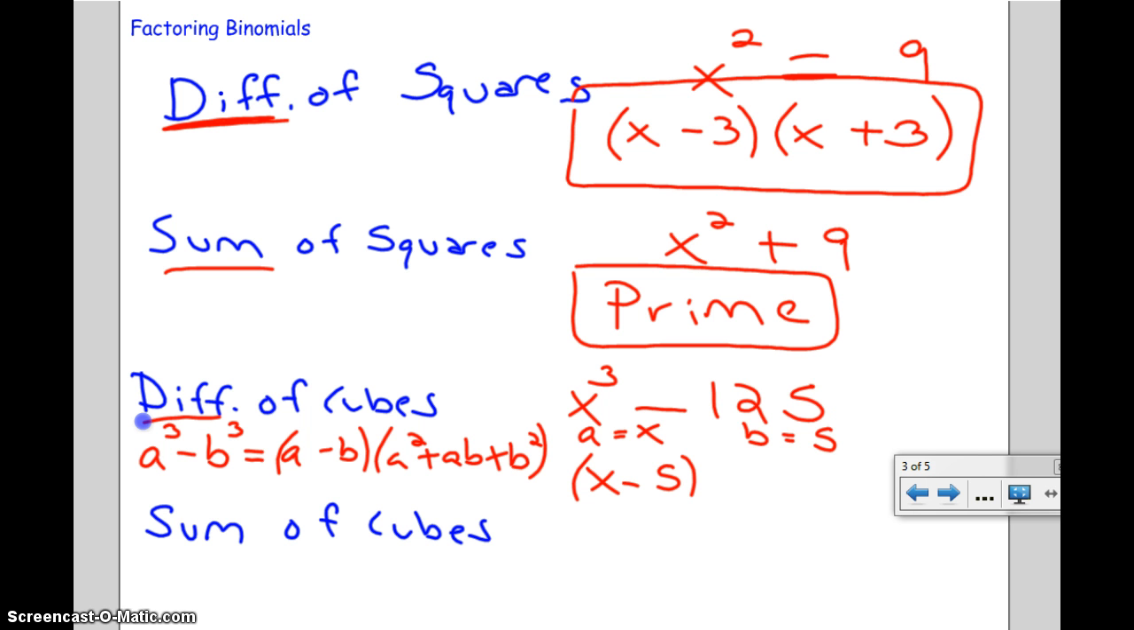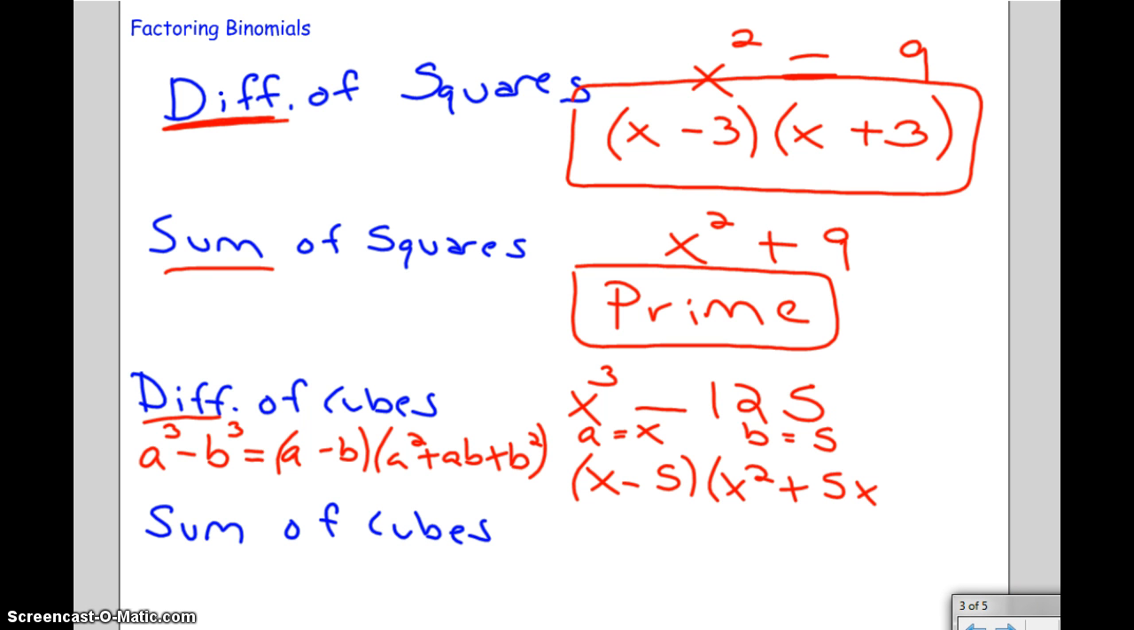Then I take a squared, so for me that will be x squared, plus a times b, which will be 5 times x, or x times 5. So 5x is the appropriate way to write it. You always want to put your number first so you have a coefficient. And then plus b squared. My b is 5, so 5 squared is 25.